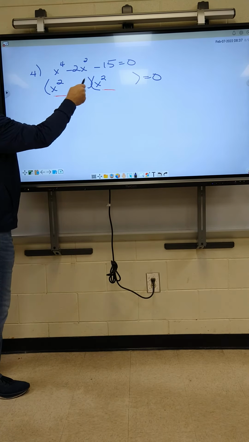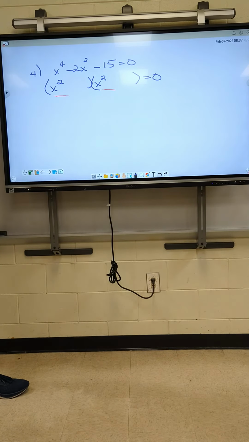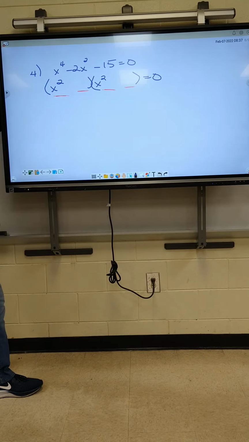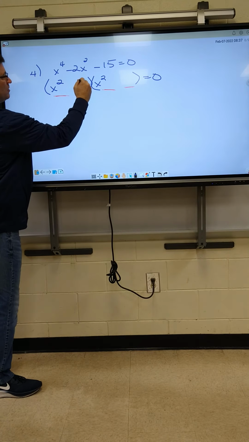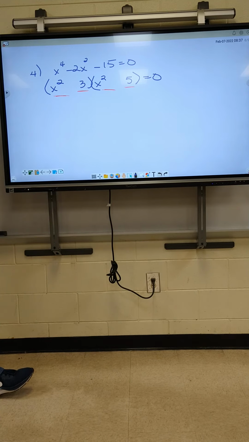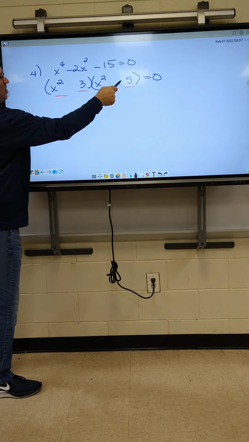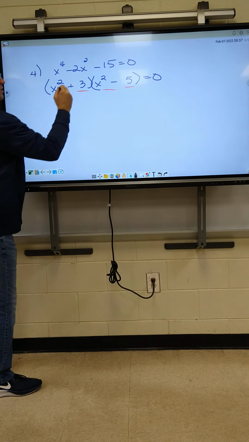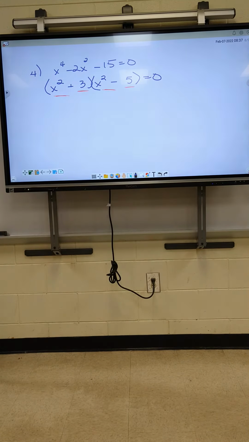What if it was an x6 in the front? You would have an x to the third and an x to the third, and so on. What numbers go here and here that equal 15 when I multiply them? 3 and 5. Good. Which one's positive, Adam? Which one's negative? I'm guessing 3 is negative. When you add them up, you got to make them equal -2. Or negative 5. So it's -5, right. All right, so that's how you factor that one out.